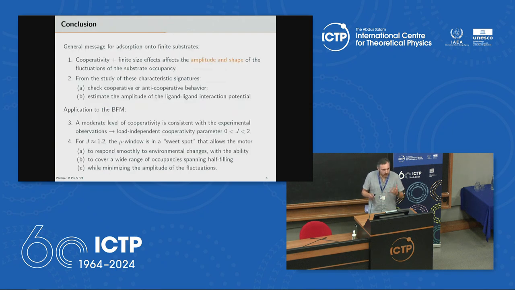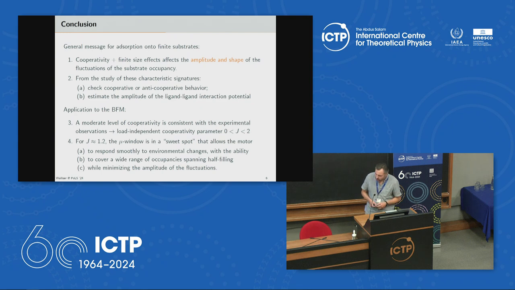So the take-home message is twofold. First, the general theoretical one. When it comes to adsorption models, size is key. Cooperativity plus finite size effects affect the amplitude and the shape of the fluctuation of the substrate occupancy. By leveraging the signature, it is possible to check whether a system is cooperative, anti-cooperative or non-cooperative, and eventually also estimate the ligand-ligand interaction potential.